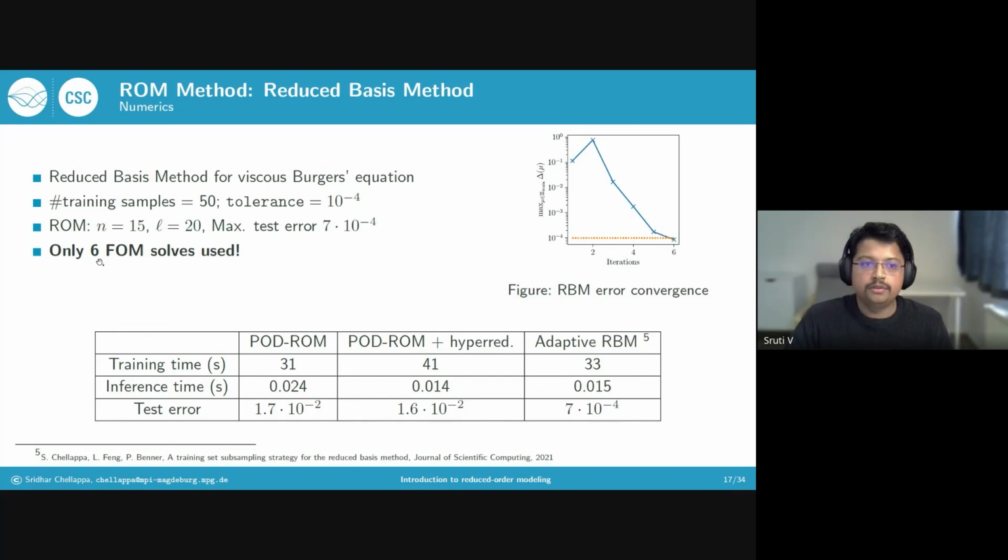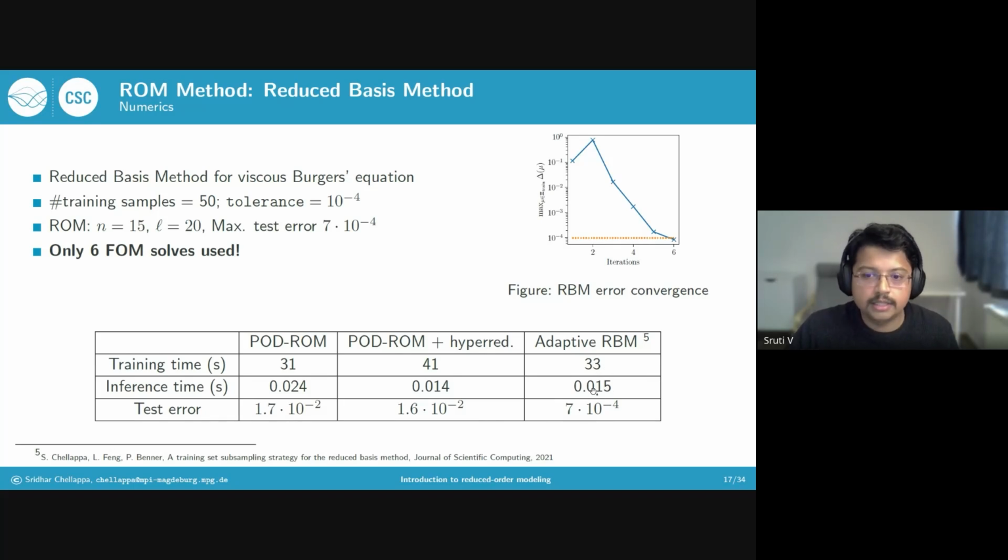But here, for the reduced basis method with just 6 full order model solves, if you see the test error, the reconstruction error here, it's already 2 orders of magnitude smaller than what you can get with a vanilla POD approach. And also because we do the greedy sampling, the time taken is also less for the reduced basis method. And the inference times are, of course, similar.